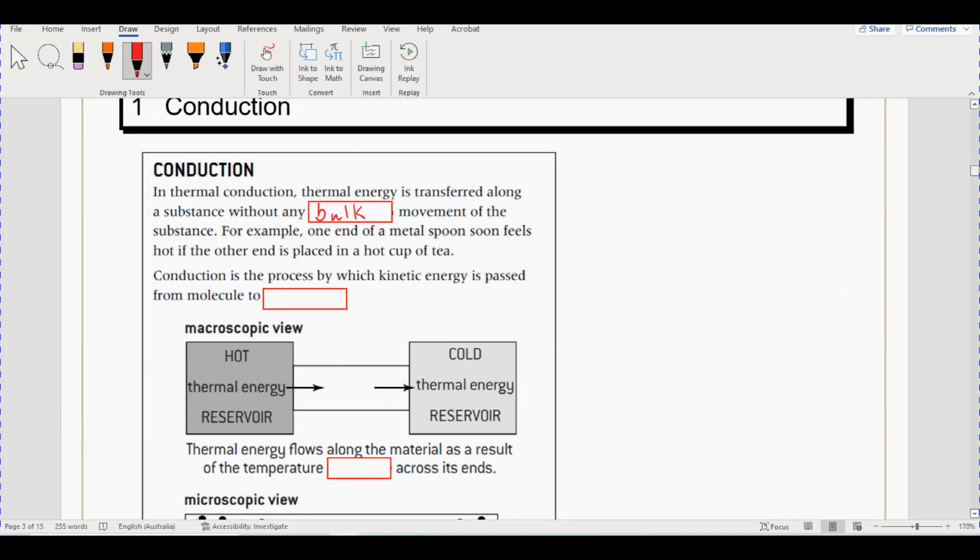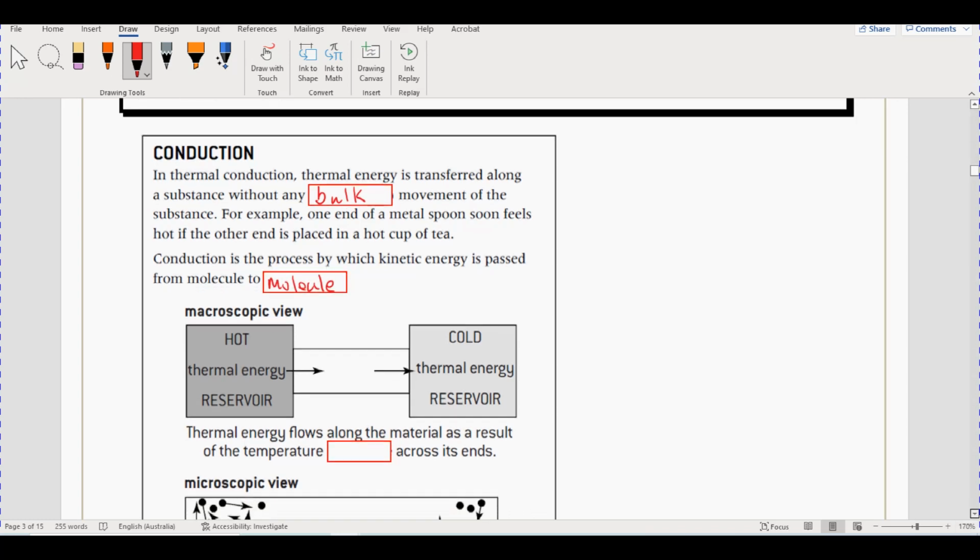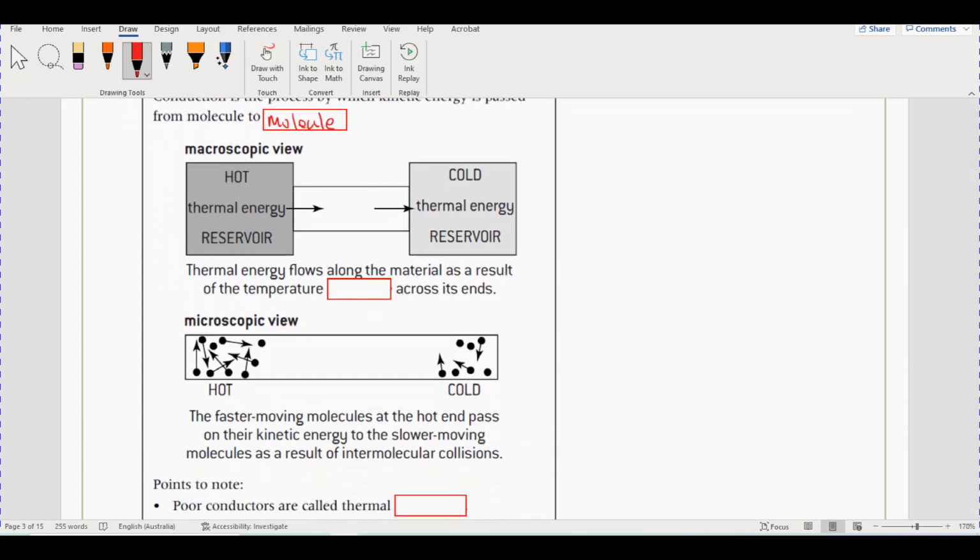So conduction is the process by which kinetic energy is passed from molecule to molecule. That means you must have molecules in between the two ends. There are two ways to see it. One way is the microscopic view, in which heat always goes from the hot place to the cold place. In technical terms, it's called the hot reservoir and the cold reservoir.